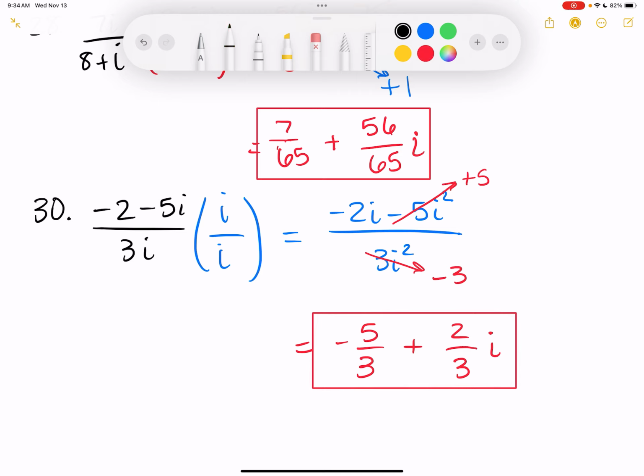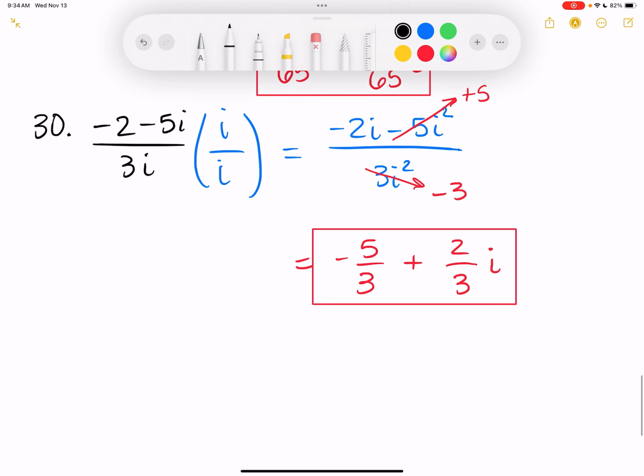Does the negative from the negative 2i just disappear? Nope, negative 2i over negative 3 would be positive. Oh, right, positive.